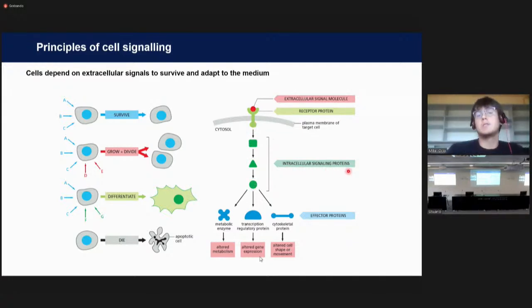So these proteins transmit, amplify, and process the signal inside the receiving cell and distribute it to the appropriate intracellular targets. So the targets that lie at the end of the signaling pathways are the effector proteins, which are altered by the incoming signal and implement the appropriate changes in the cell behavior. So these targets can be metabolic enzymes, transcription factors, cytoskeletal components, which modify the metabolism, the gene expression, and the shape or the movement of the cell, respectively.